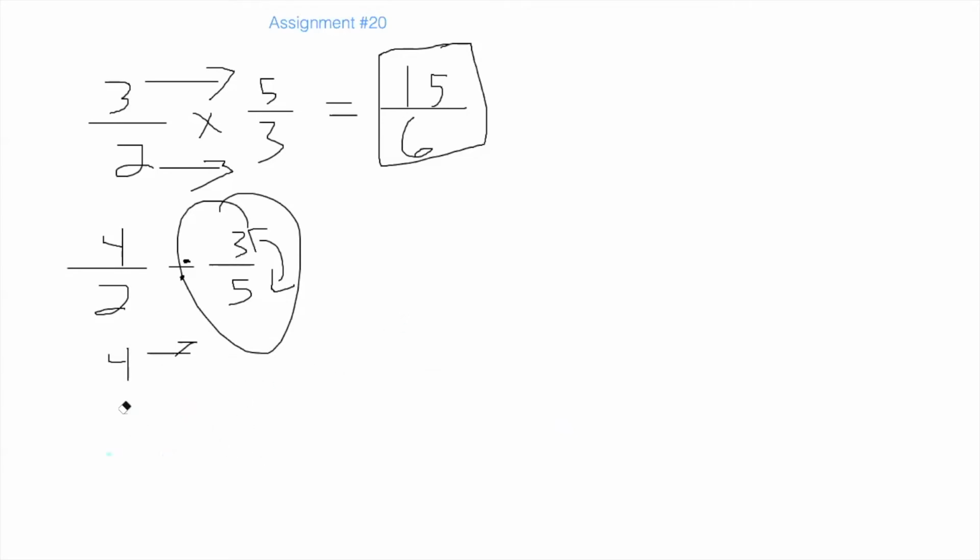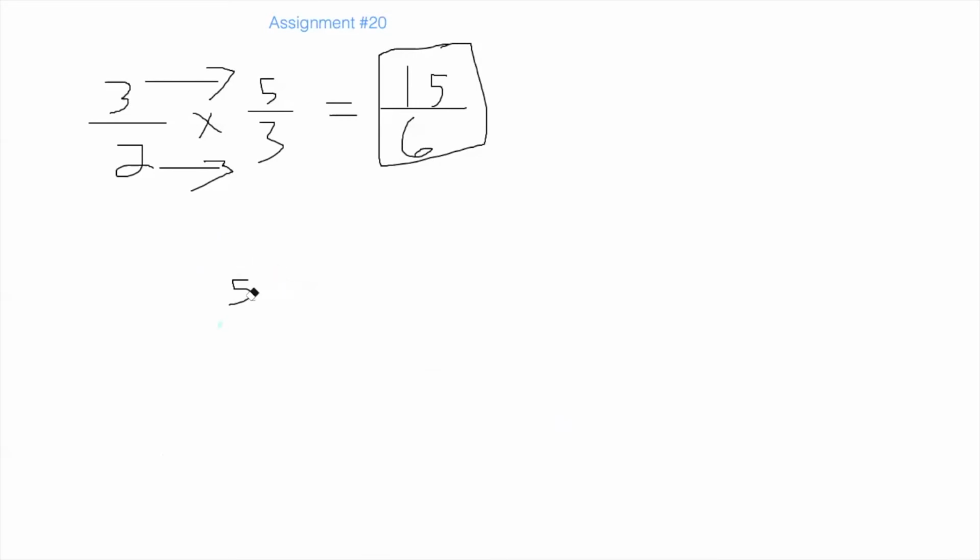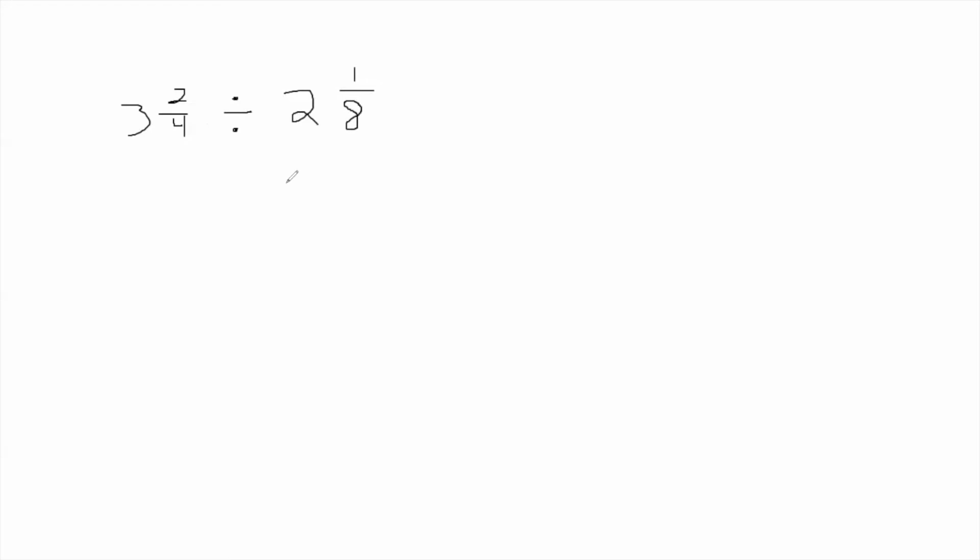Now let's do one of the hardest ones that we're doing right now. One of the hardest ones is mixed fractions when they're dividing, and you have to convert the mixed fraction to a regular fraction. So let's say that we have 3 and 2 over 4 divided by 2 and 1 over 8, something like that.